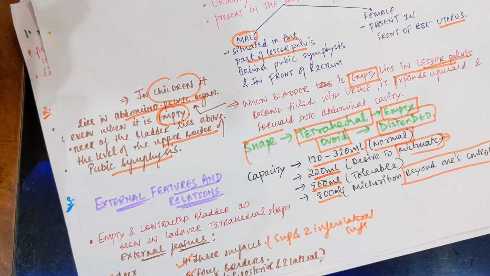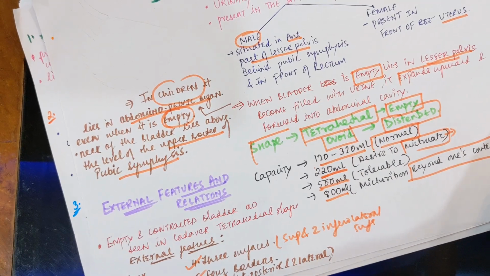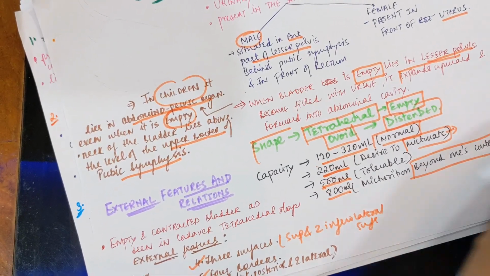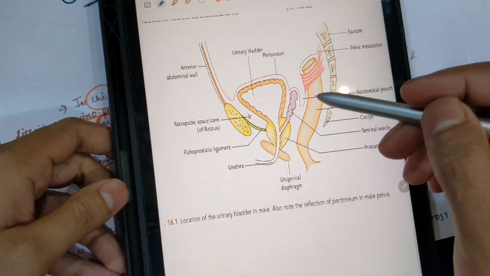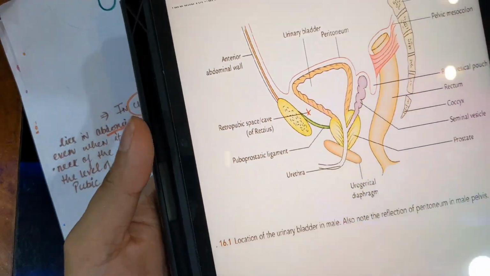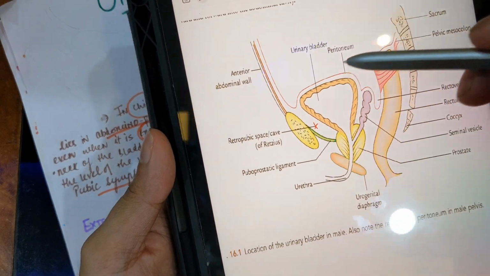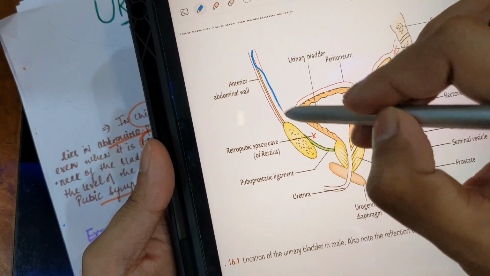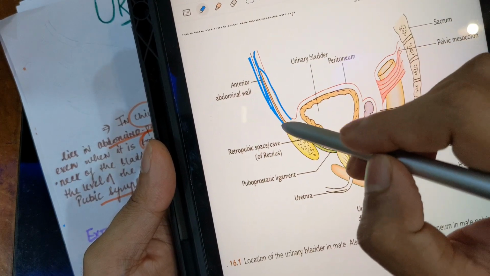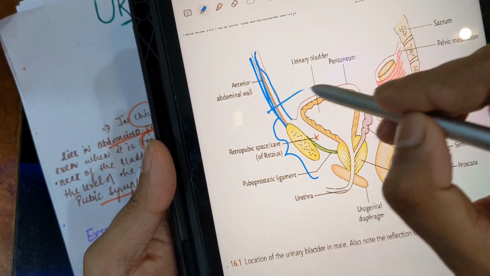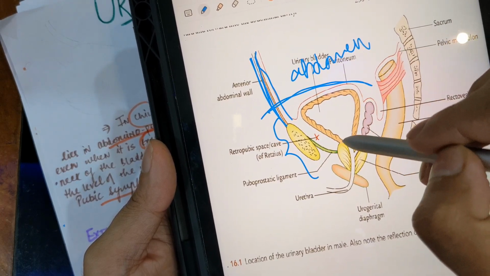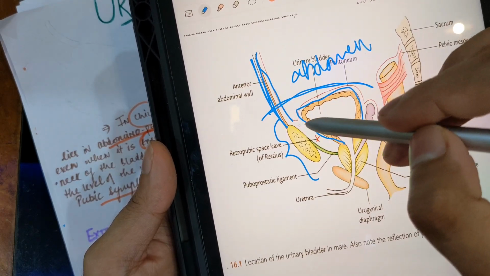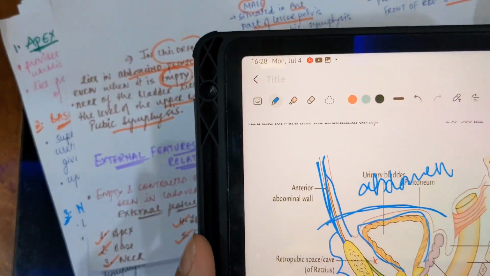So now I will show you some diagrams. On the diagrams I will show you the situation and location of the bladder. In this diagram you can see, as I told you, that the bladder is situated in the anterior part of the pelvis. This is the anterior abdominal wall, this area is the pubic symphysis, and this region is the abdomen. Clear? And you can see this is the bladder. So the bladder is actually situated in the anterior part of the pelvis.